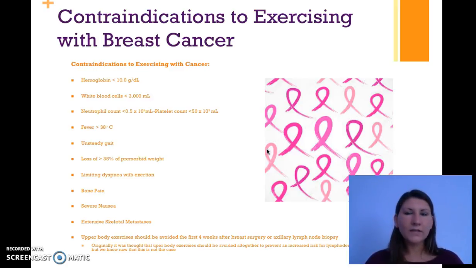Upper body exercises should be avoided within the first 4 weeks after breast cancer surgery or axillary lymph node biopsy. Originally, it was thought that upper body exercises should be almost completely avoided altogether to reduce the risk of lymphedema, but now studies are showing that the benefits outweigh the risks of lymphedema in breast cancer patients, and to just modify or delay those upper body exercises a little bit.